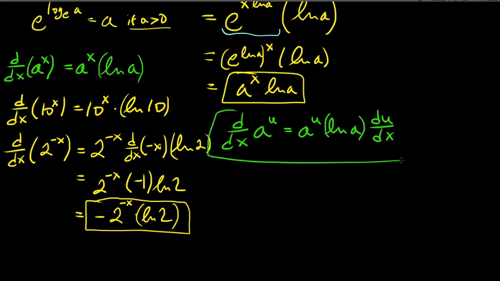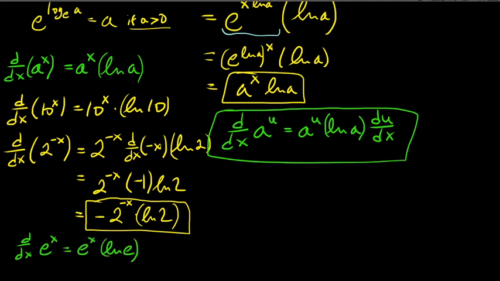So that's the most general version of the exponential rule. Obviously, if a is e, then log of e is 0. So we can do that very quick. What's the derivative of e to the x? Well, it's e to the x times the natural log of e. And the natural log of e is, oh, did I say 0? I meant 1. Natural log of e is 1. So e to the x times 1 is e to the x.